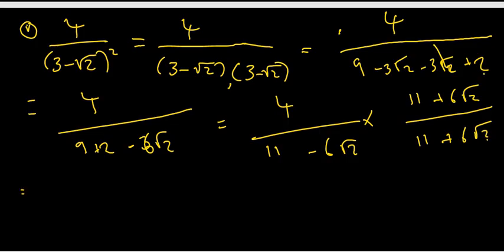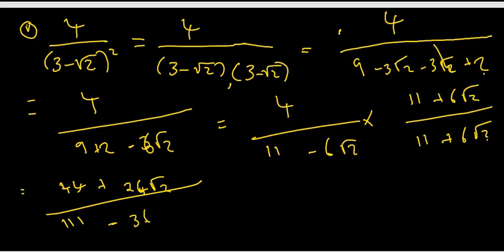Then from there we clearly say if you multiply 4 by 11, it will give us 44. Then if you multiply by that one, it will give us 24 root of 2. Then from there it is the difference of two squares. So if you multiply 11 by 11, it will give us just 121. Then minus 36 times 2 squared.